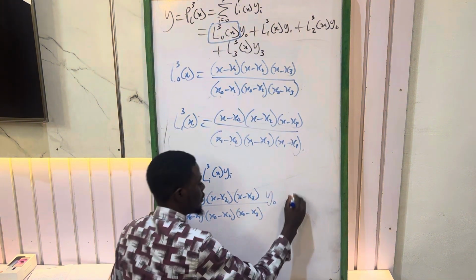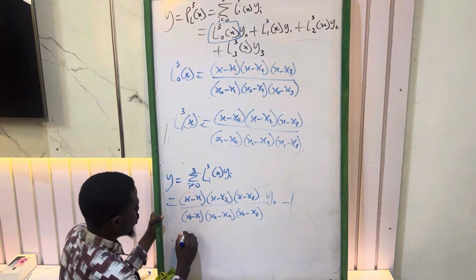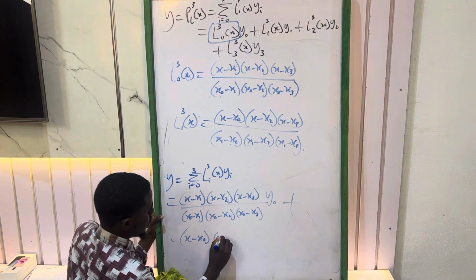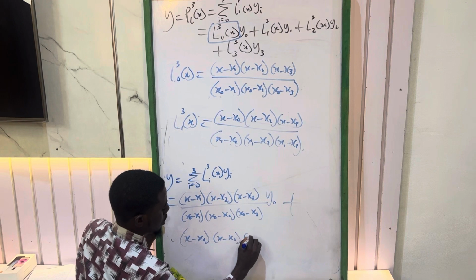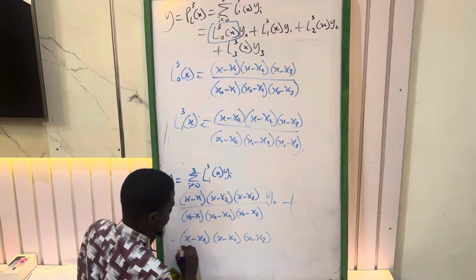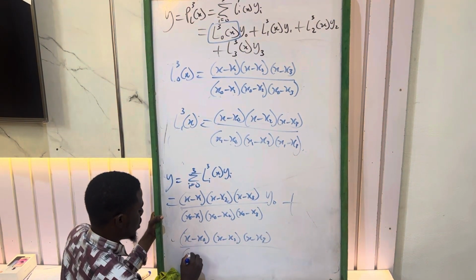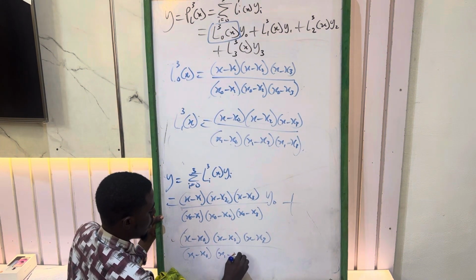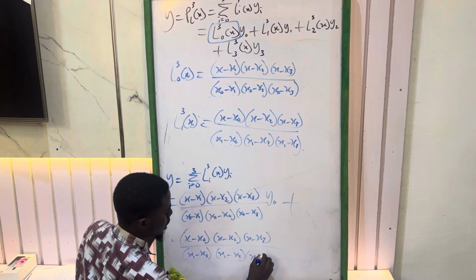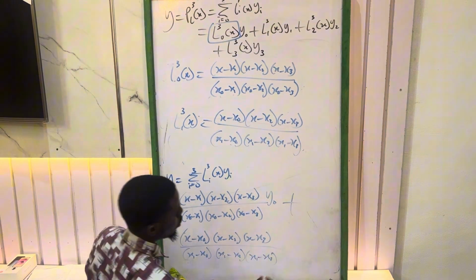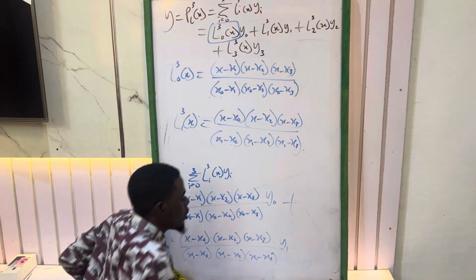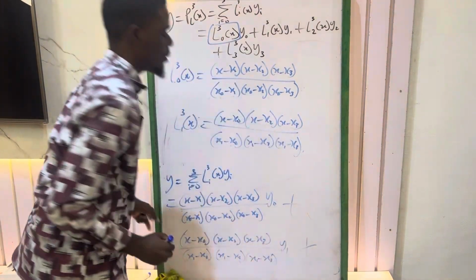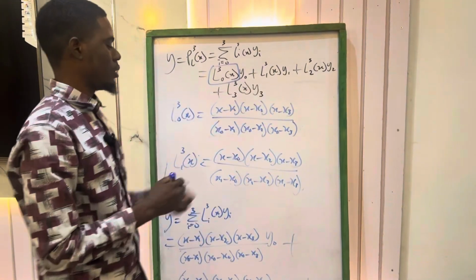Then the next term that we have, we say plus, is going to be x minus x naught, x minus x2, x minus x3, all over x1 minus x naught, x1 minus x2, x1 minus x3. So this is multiplied by y1. So we're also going to plus this with the terms for y2 and y3.